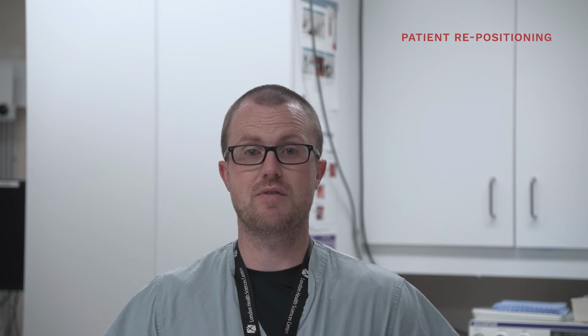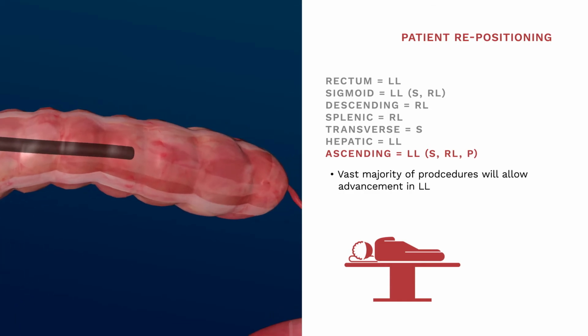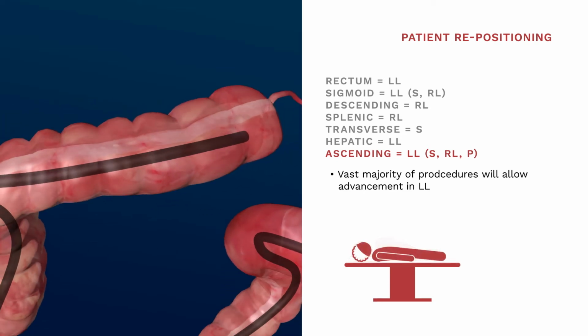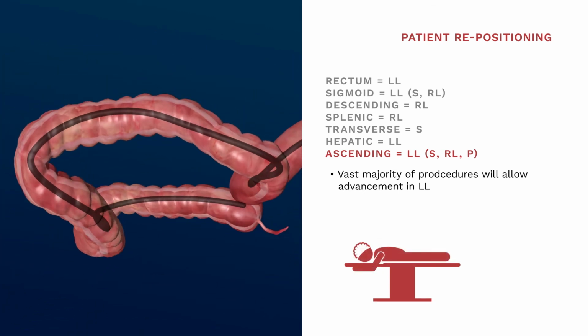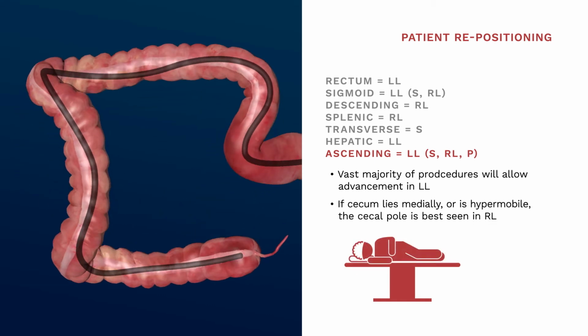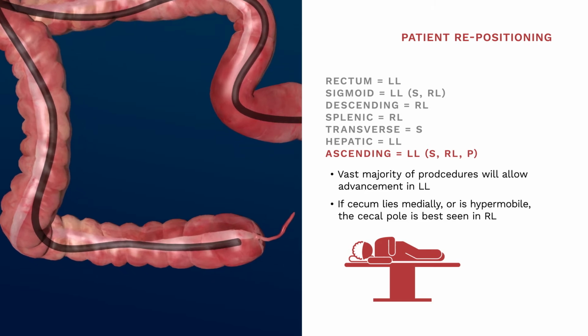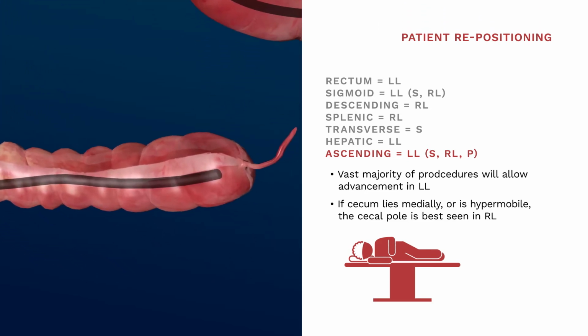That being said, the vast majority of procedures will allow the tip of the scope to advance to the floor of the cecum with the patient in left lateral decubitus position. Failing this, supine, right lateral, and even prone positioning can be beneficial. When the cecum lies medially or is hypermobile, the cecal pole is best seen in right lateral decubitus position. This position can also help to visualize mucosal surfaces proximal to the ileocecal valve.